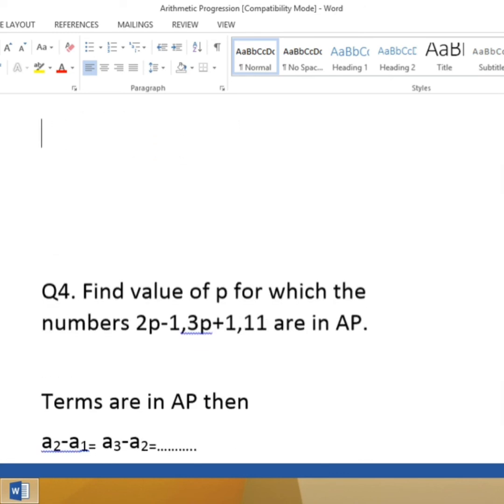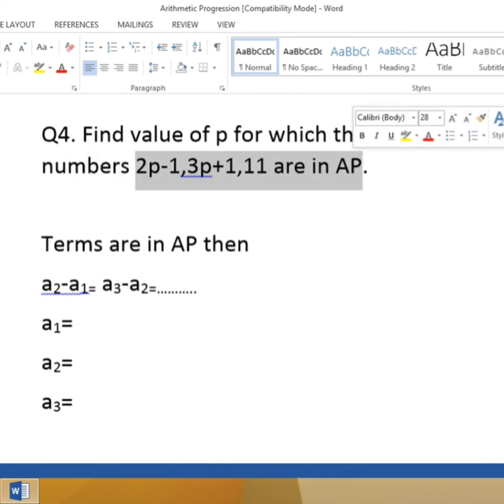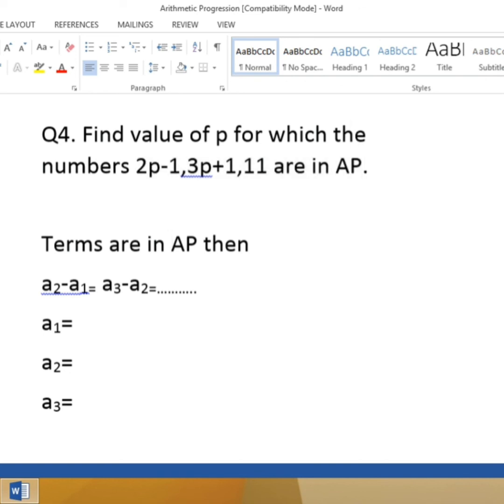Next question 4. Find the value of p for which the numbers given are in arithmetic progression. So we know the difference between the second term and the first term is same as the third term and second term, and it goes on this way, fourth term and third term. If it's an arithmetic progression and it's been mentioned in the question, these are the listed numbers. So here a1 is 2p minus 1, a2 is 3p plus 1, and a3 is 11.